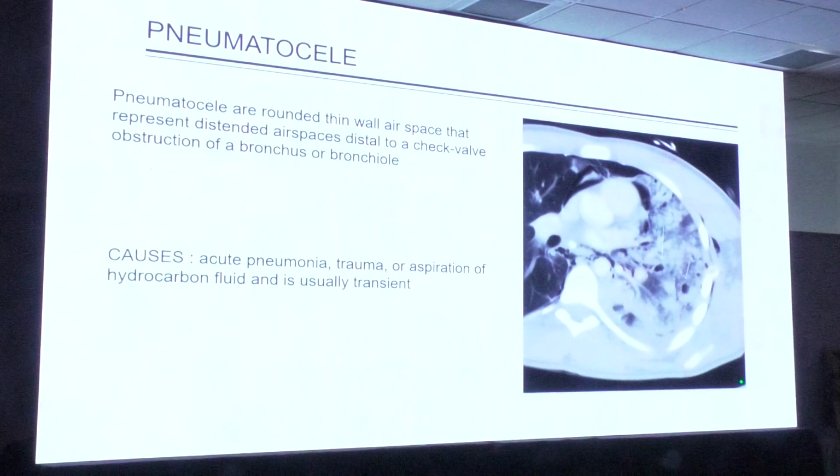Coming to the pneumatocele, pneumatoceles are rounded thin wall air spaces that represent distended air spaces distal to the check valve obstruction of a bronchus or a bronchiole. Always remember, pneumatocele is secondary to an obstruction, usually secondary to an acute infection or pneumonia.